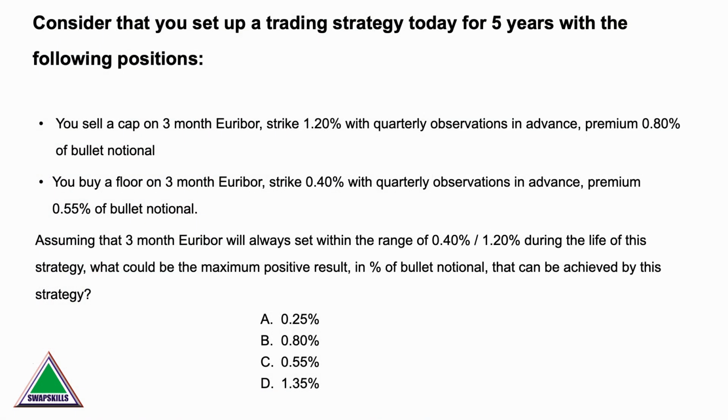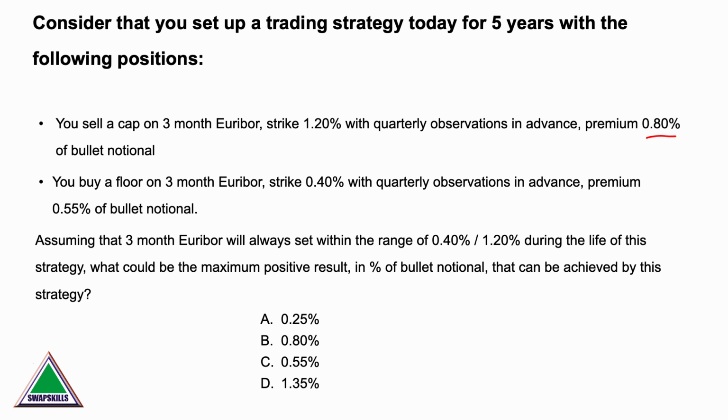Let's get the ball underway with caps and floors. Now, consider you set up a trading strategy today for 5 years with the following positions. You sell a cap, so you're selling a cap on Euribor with a strike of 1.2% with quarterly observations in advance, and for the cap you're selling, you're going to earn a premium of 80 basis points.